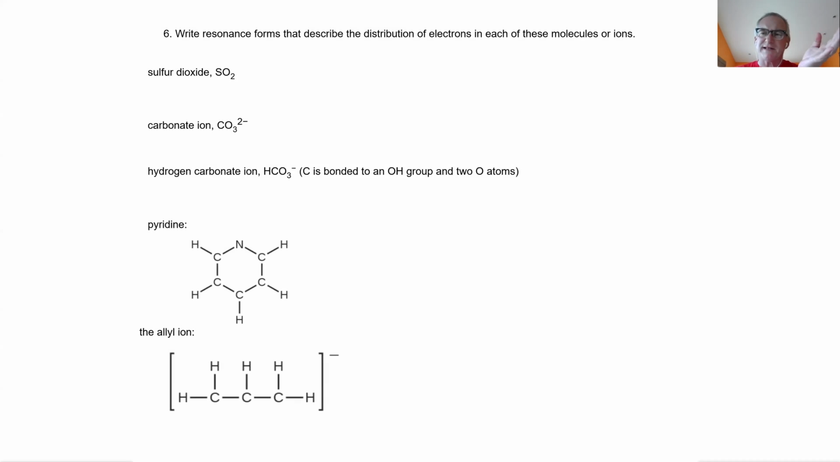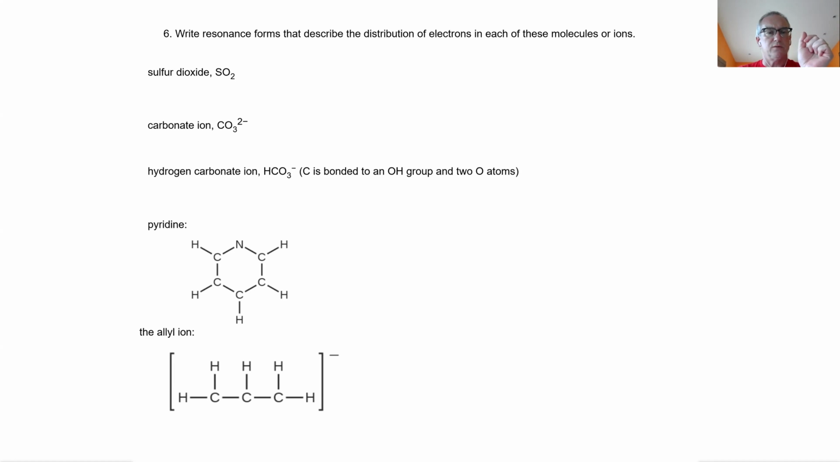So when I say resonance form, what does that mean to you? What I wrote down was a different way to write. Yeah, so basically these are Lewis structures, right? And so in a lot of instances, particularly with organic molecules, with double bonds and that sort of thing, there's a lot of different ways to do it. So that's basically all that is.